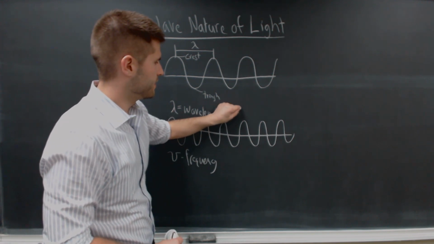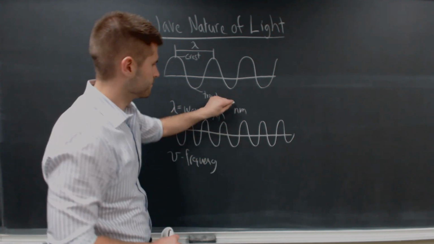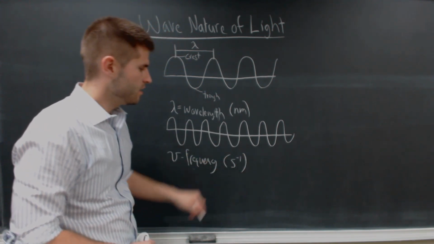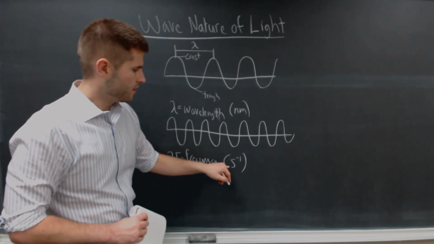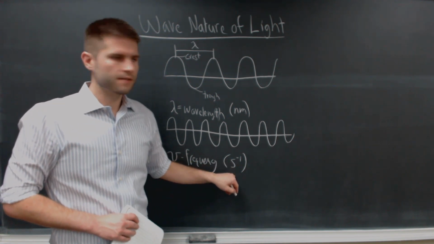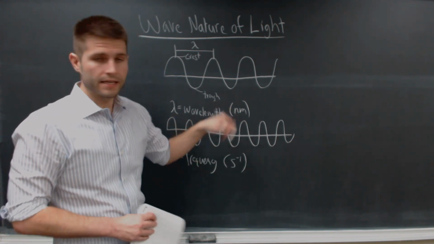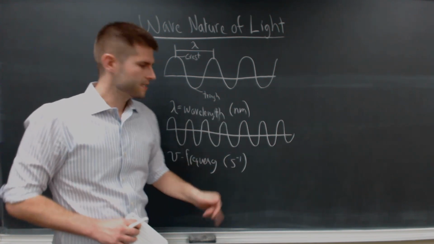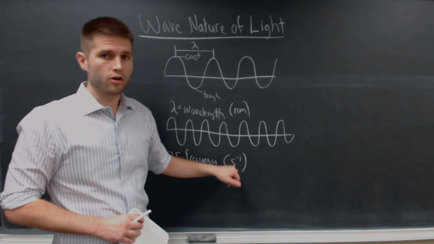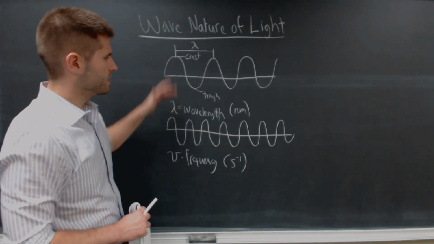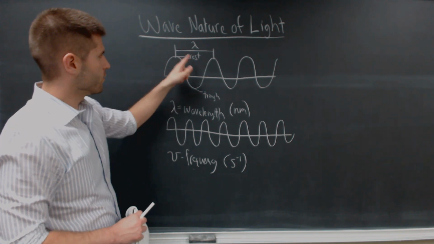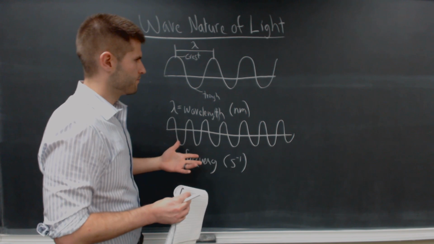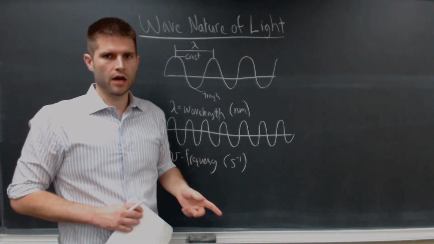Wavelengths are generally given in nanometers for visible light. Frequencies are given in inverse seconds, which, for those of you who are physicists, you know an inverse second is a hertz. So wavelengths are in regular lengths, nanometers. Frequencies are in inverse seconds, and we call them hertz. So we have these two different topics that we can talk about, the wavelength and the frequency of a given wave. Now, these two are related to each other.